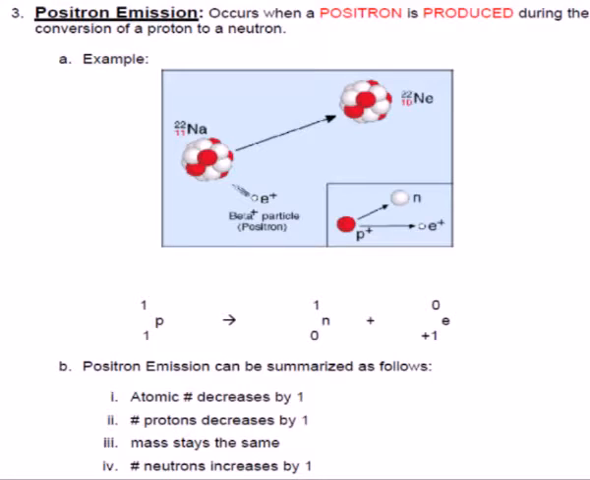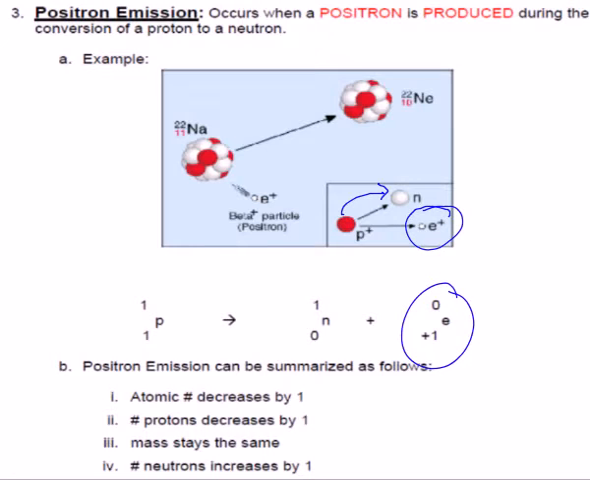Positron emission. Okay, this occurs when a positron is produced during the conversion of a proton to a neutron. So this is basically where a proton becomes that neutron, and it gives off basically what looks like a positive electron. Okay, but it's not necessarily the same thing, but it has that type of effect. So your proton basically just loses the charge. That's all you're doing here, guys, is changing the charge. Mass doesn't change because a proton becomes that neutron. It's just emitting that positive charge.